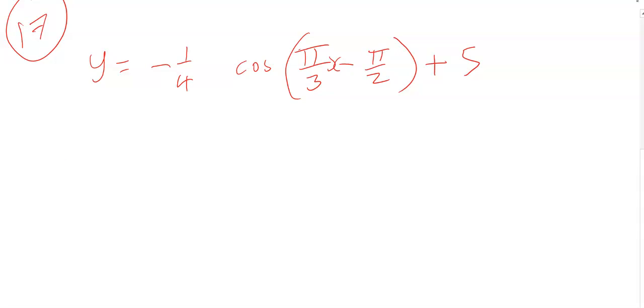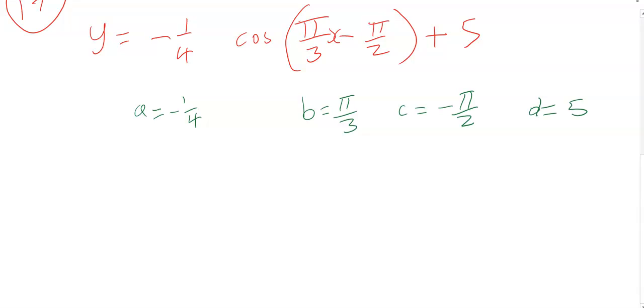And so let's identify our different parts. A is equal to negative 1/4. B is equal to pi over 3. C is equal to negative pi over 2. And D is equal to 5. So we want to find our amplitude, period, phase shift, and vertical shift.